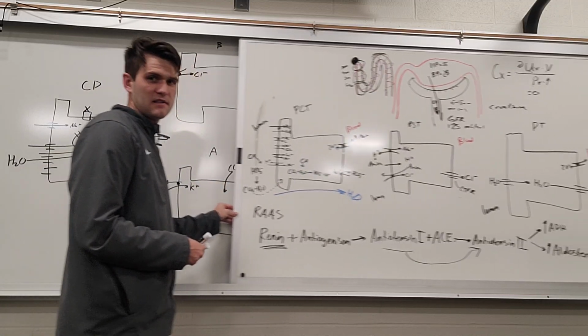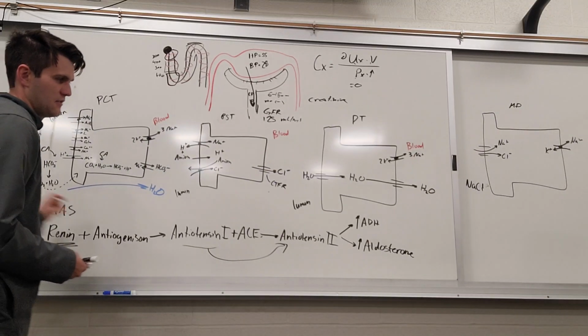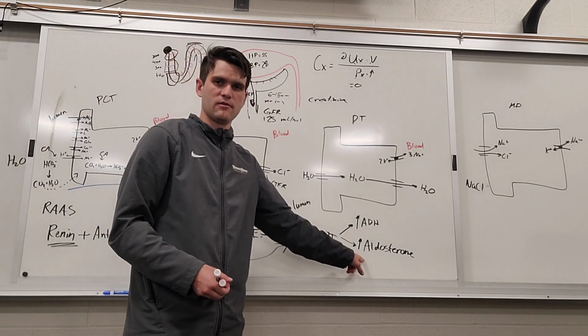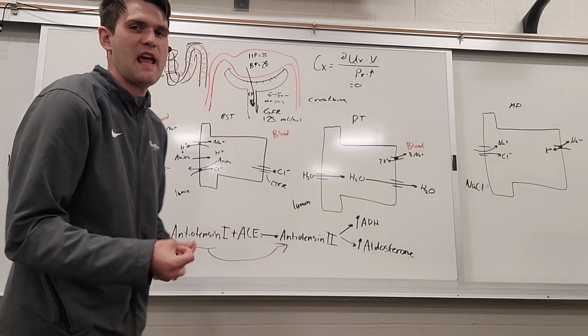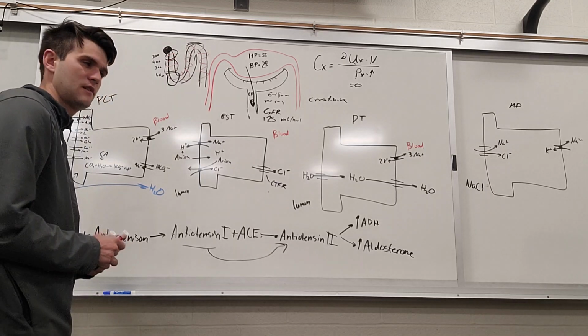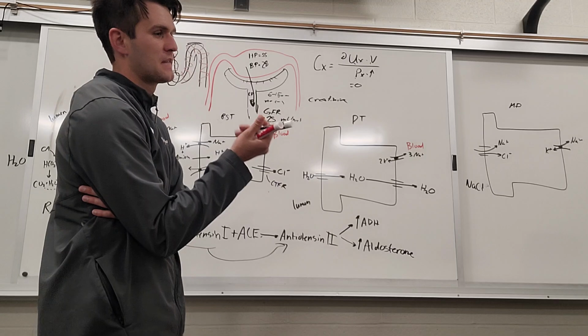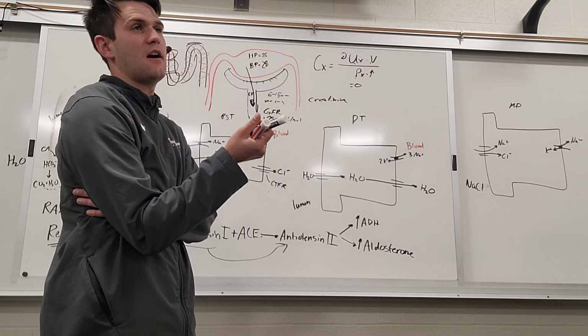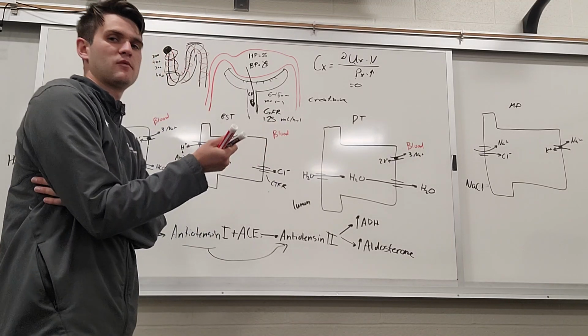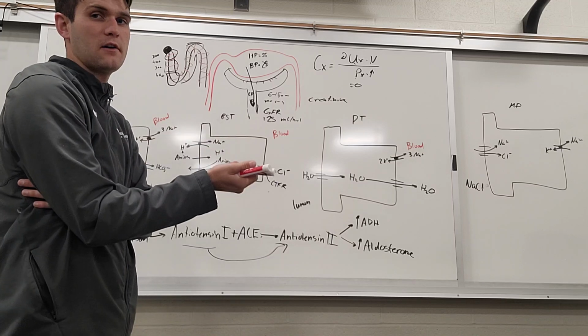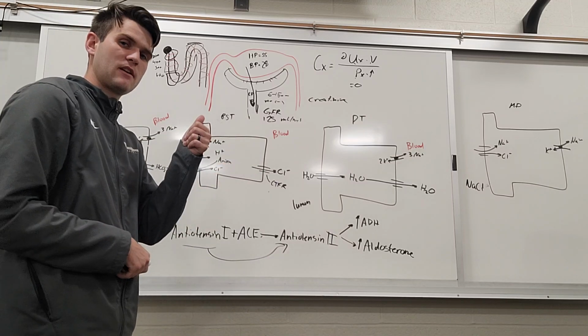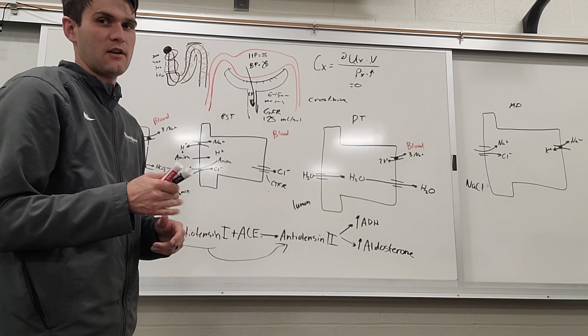Another thing in our RAS system that will happen is we're going to boost aldosterone levels. What aldosterone does is it enhances sodium-potassium pumps. So you're going to reabsorb even more sodium. And with that, via osmosis, the water is going to follow that reabsorbed sodium. So you're going to reabsorb even more water, so your blood volume is going to go up and your blood pressure is going to go up.